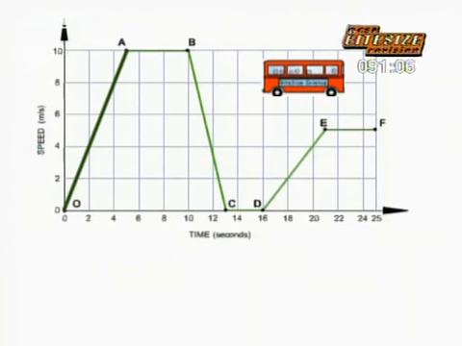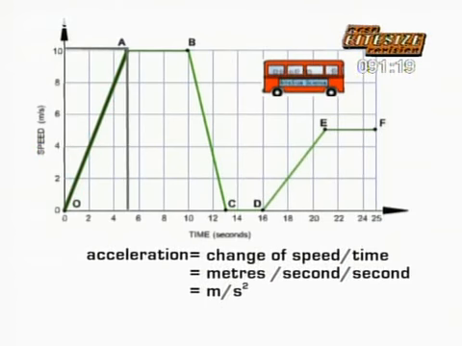The straight line from the start up to A means the speed of the bus is steadily increasing with time. It's accelerating at a constant rate. The steeper the graph, the greater the acceleration. The actual acceleration is the slope of the graph, the change of speed divided by the time.